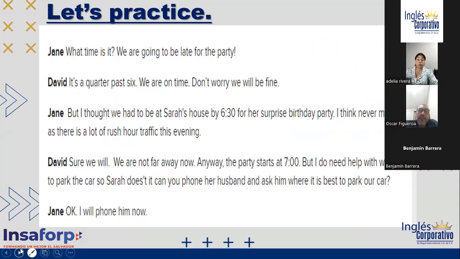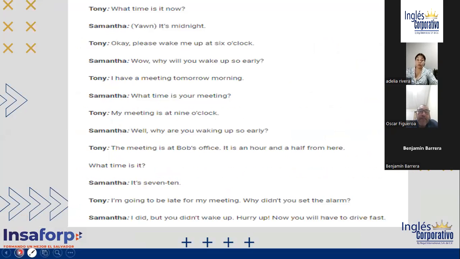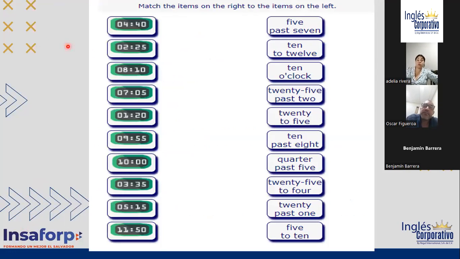Okay, and now, if you're ready, we're gonna go to this one. This is another conversation. So, in the conversations, guys, one person reads one line, another person reads another line, another person another line, and so on. So it's not necessarily two people. One person reads a line, another the next, so we can all practice at the same time. All right, so we're gonna have two conversations and this one is going to be the last one.